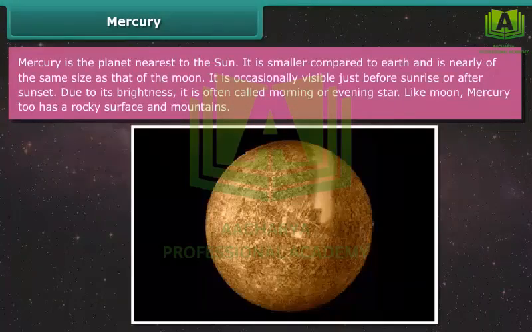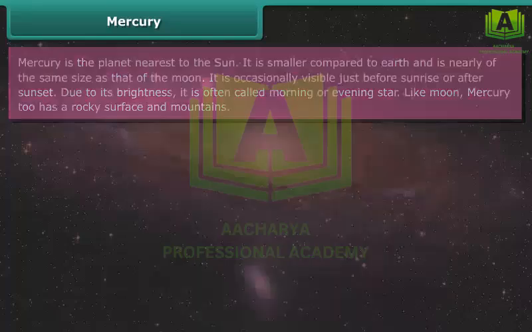Mercury is the planet nearest to the Sun. It is smaller compared to Earth and is nearly of the same size as that of the Moon. It is occasionally visible just before sunrise or after sunset. Due to its brightness, it is often called morning or evening star. Like the Moon, Mercury too has a rocky surface and mountains.